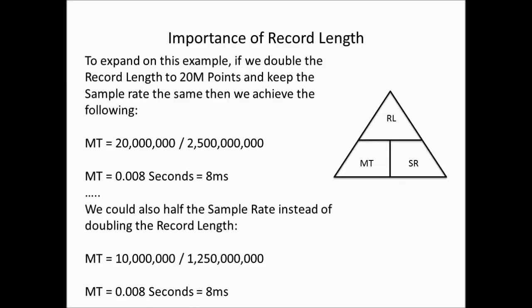If we expand on this example and double the record length to 20 megapoints and keep the same sample rate, then we achieve a measurement time of 8 milliseconds. We could also halve the sample rate instead of doubling the record length and still achieve 8 milliseconds.